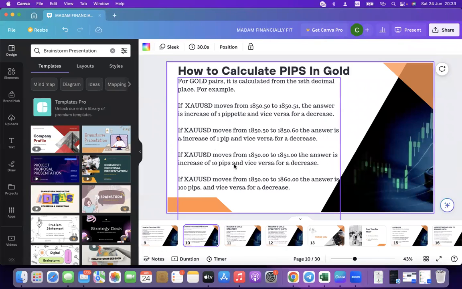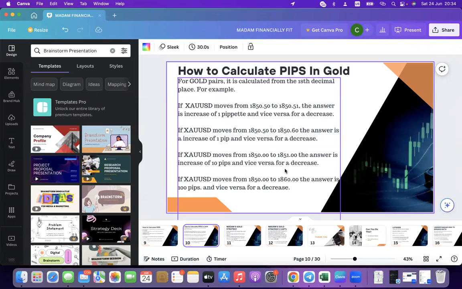All right. Now, if there is no value after the decimal point, that is when you add an extra 0 to your answer. Like here, we have 1850.00 and 1851.00. What's the difference? The difference is 1. But because there is no longer a decimal point, it is 10 pips. So from 1850 to 1851 is a move of 10 pips. And that is why we make so much money quicker with gold. Because one tiny movement like this, you've made 10 pips.